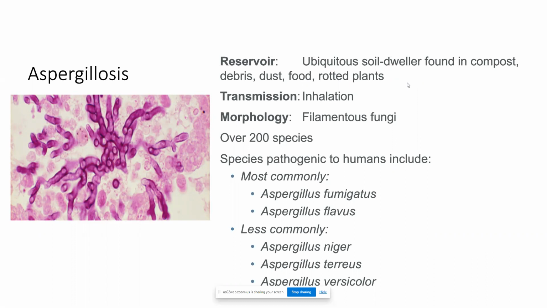We get exposed to it all the time. We inhale it in its filamentous form. There are over 200 species and the number is growing, but the ones that are most problematic to humans are Fumigatus and Flavus. Those are the two most common species that get us sick, less commonly Niger, Terreus, and Versicolor. So lots of different species, and we all get exposed to them pretty regularly.